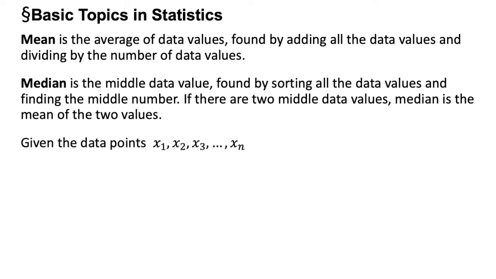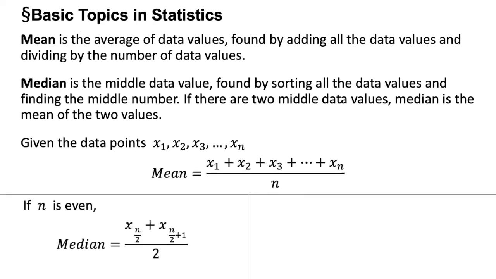Given the data points x1, x2, and so on, mean is measured as the sum of the data points divided by the number of data points, and median is the middle data point or the average of the two middle data points. That is, if there are an even number of data points, median is the mean of the two middle ones, and if there are an odd number of data points, median is the middle one.